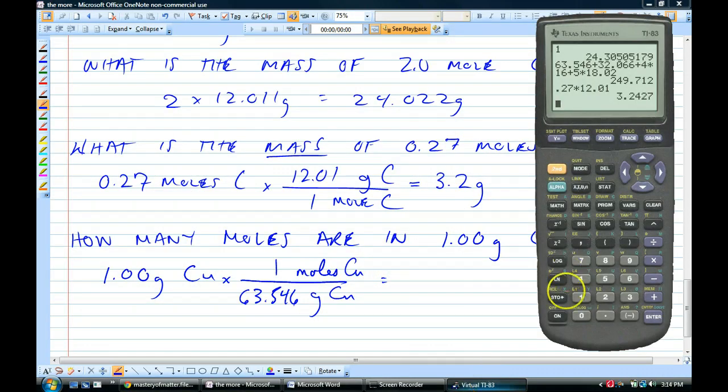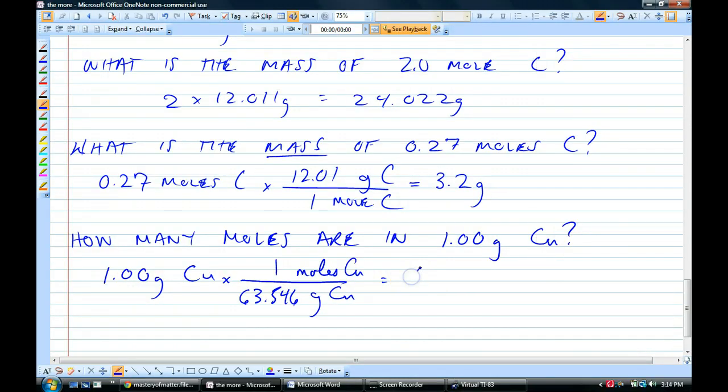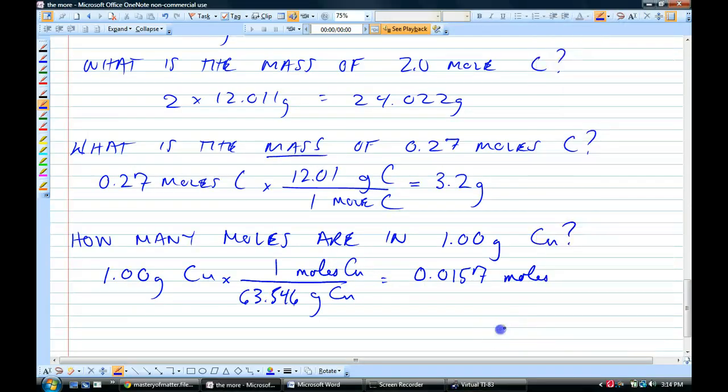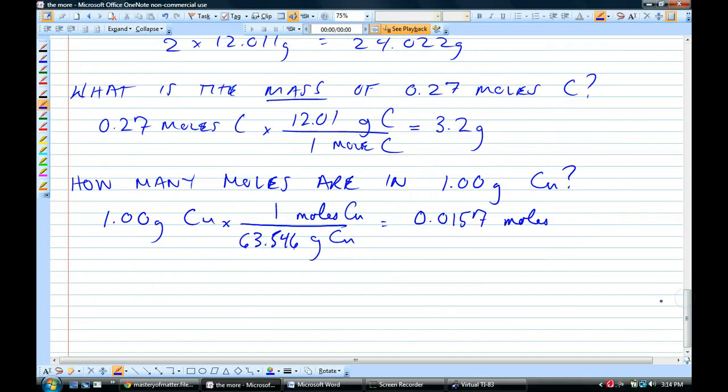And now we've got 1 divided by 63.546. And that gives us 0.0157, with 3 sig figs. 0.0157 moles. And that's about 1% of a mole, almost 2% of a mole. So I guess that makes sense. Make sure we did that right. 63.546. See how that works? Very simple.